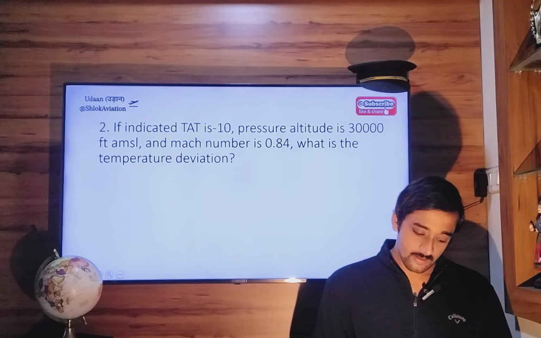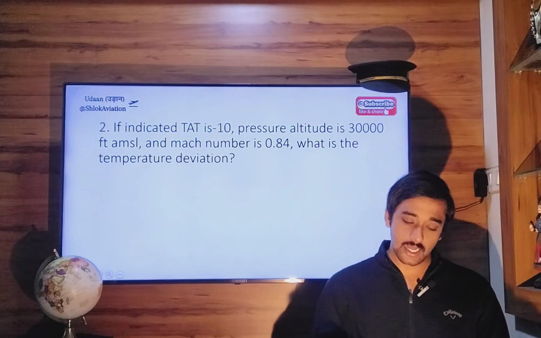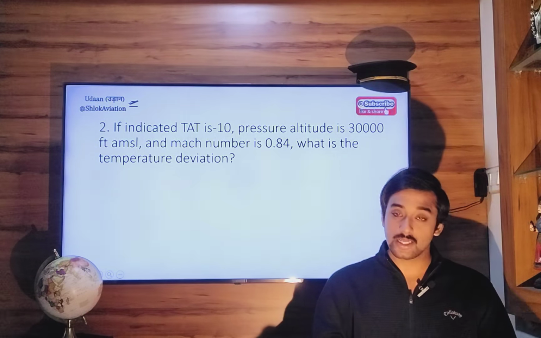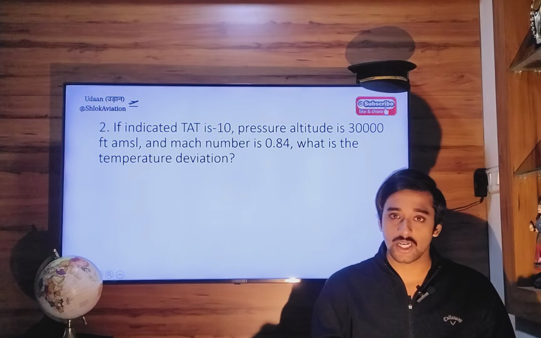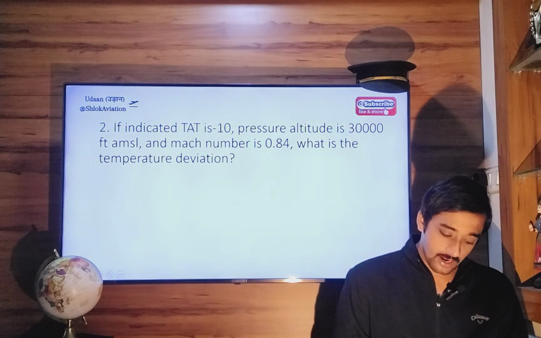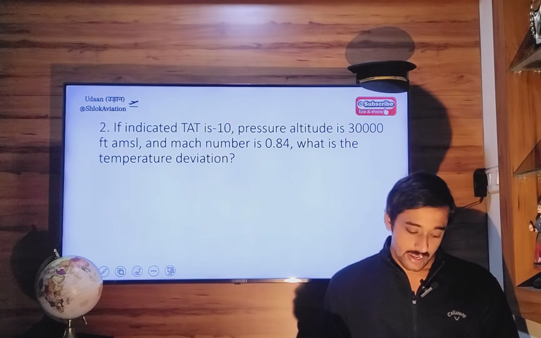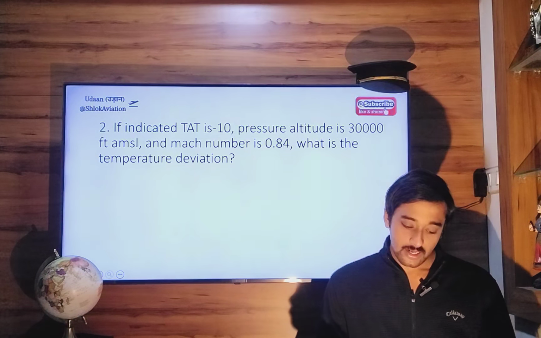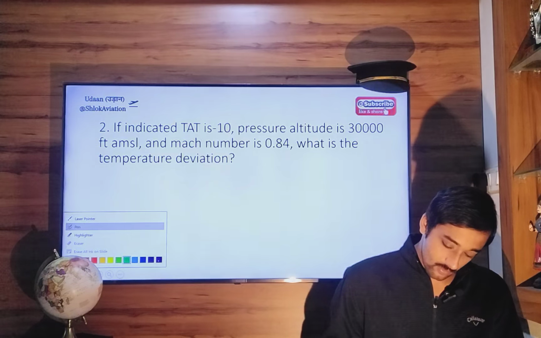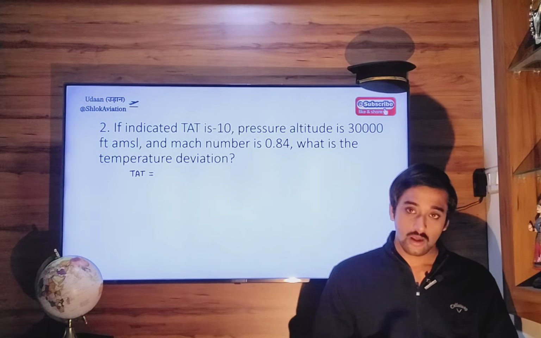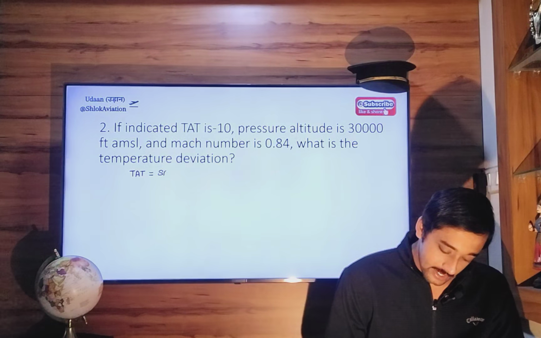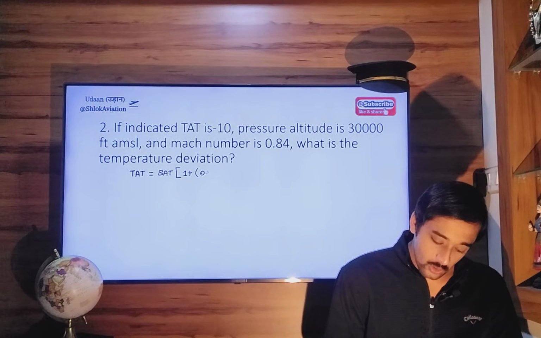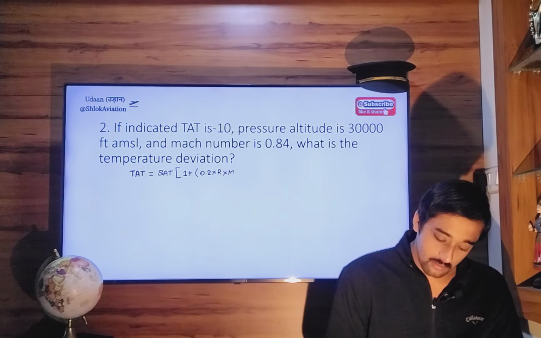Now question number 2. If indicated total air temperature is minus 10 degrees Celsius, pressure altitude is 30,000 feet, Mach number is 0.84, what is the ISA temperature deviation or normal temperature deviation? So let's find out the original true air temperature, and then we will compare that with the indicated temperature to get the temperature deviation. So total air temperature equals static air temperature into 1 plus 0.2 recovery factor into Mach number squared.